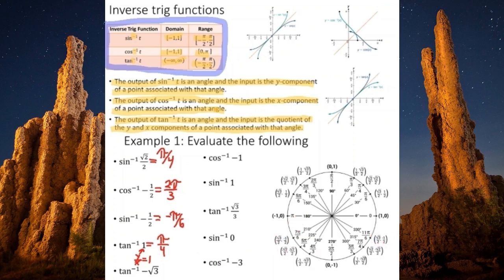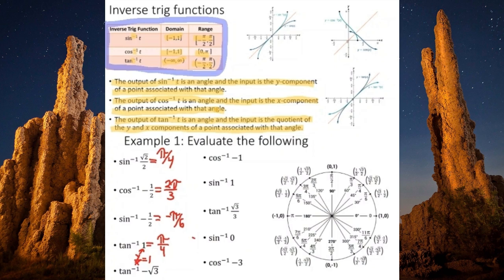Next, we're going to evaluate tangent inverse of negative root 3. Tangent inverse and sine inverse have very similar ranges. The only difference is one's closed and the other's open. So just like with sine inverse, I would only look at quadrants 1 or 4 for the answer. I'm going to do the same thing with tangent inverse. I'm only going to look at quadrants 1 or 4 for the answer.